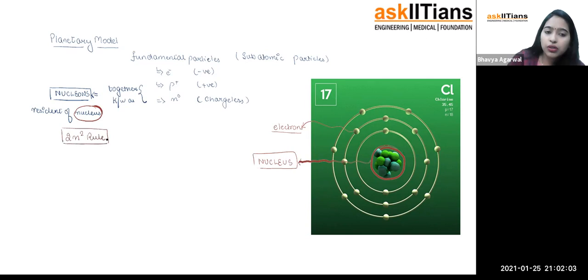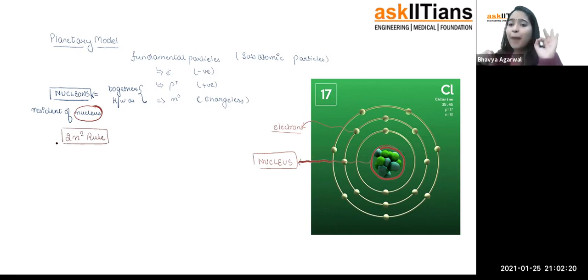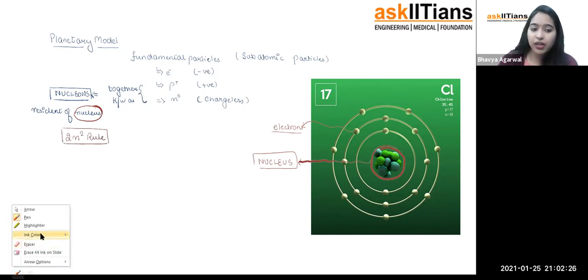The rule is 2n square. What is the 2n square rule? As per this rule, when you talk about the energy shells or the orbits which are surrounding the nucleus, in these orbits you can only put a restrictive number of electrons.